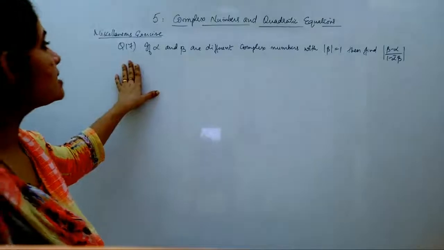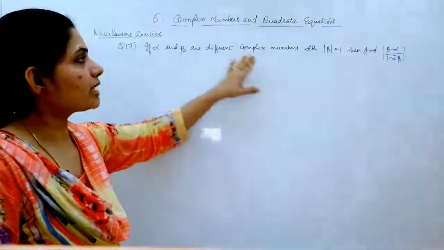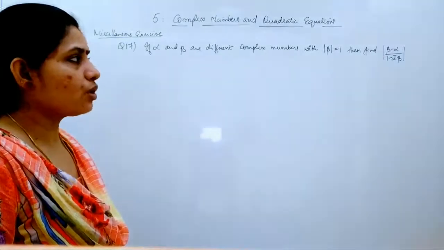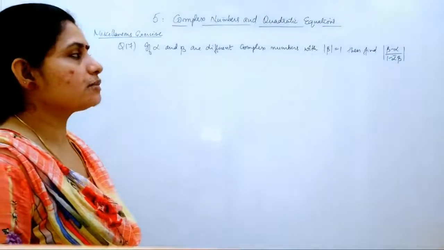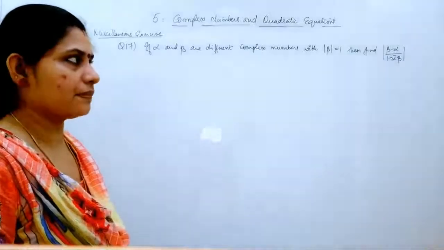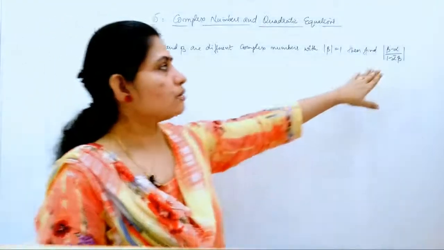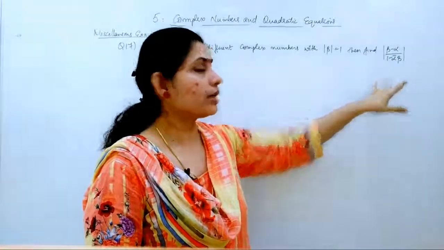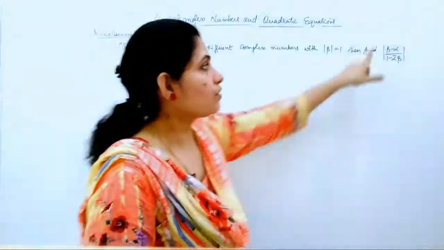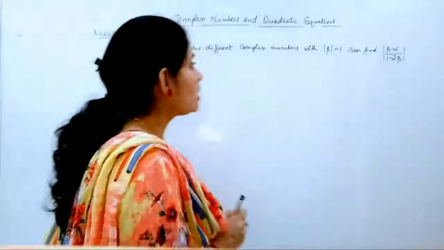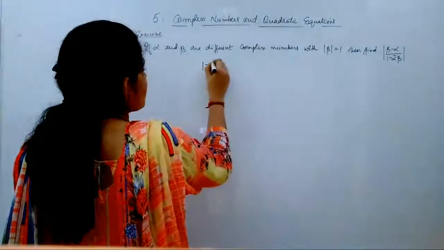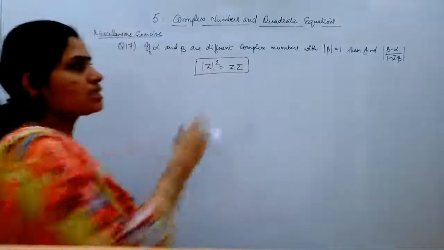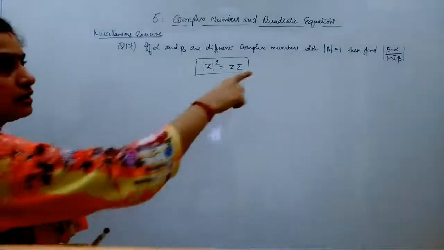Question number 17 is, if alpha and beta are different complex numbers with mod beta equal to 1, then find mod of beta minus alpha divided by 1 minus alpha bar beta. Now, in order to find out the modulus value of a thing, we are just starting with the whole square, mod square of that value. That means mod of this term square. Why? Because we know that mod z square is z into z bar. So using this concept, we are just expanding that term.